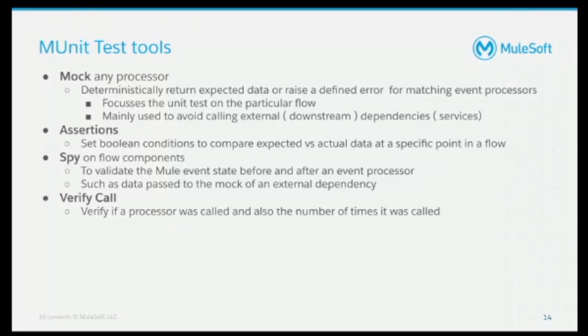And finally, verify call, making sure that a particular event processor is called only a specific number of times. Like if you have an infinite loop and it keeps on calling, you can have this verify call and basically say that a particular processor should be called only a certain number of times, whether it's 1 time, 2 times, 3 times, depending on whatever the logic is. And if it does not match that, the test case will fail. So you're verifying that a processor was called the required number of times.